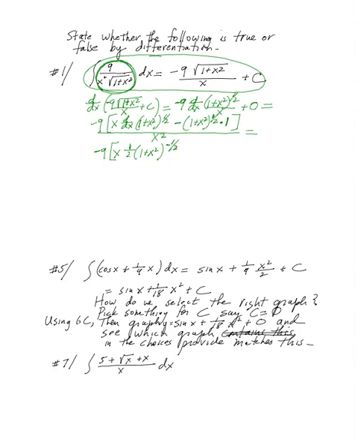I'm differentiating, so I subtract 1. But remember, I have to use chain rule because I have an inside function. The 1 plus x squared is an inside function. So I've got to multiply by the derivative of the inside. That's 2x. Anything times 1 is that thing.